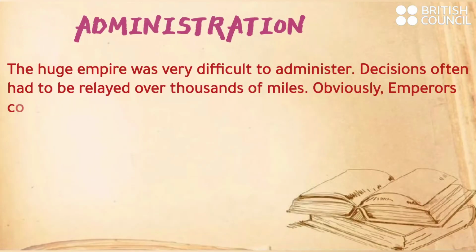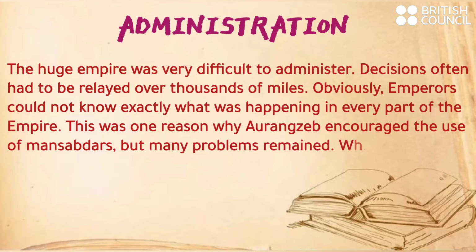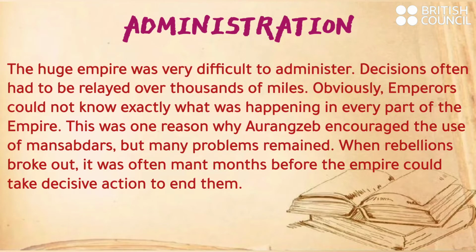There are several reasons why the Mughal Empire declined. The huge empire was very difficult to administer. Decisions often had to be relayed over thousands of miles. Obviously, emperors could not know exactly what was happening in every part of the empire.